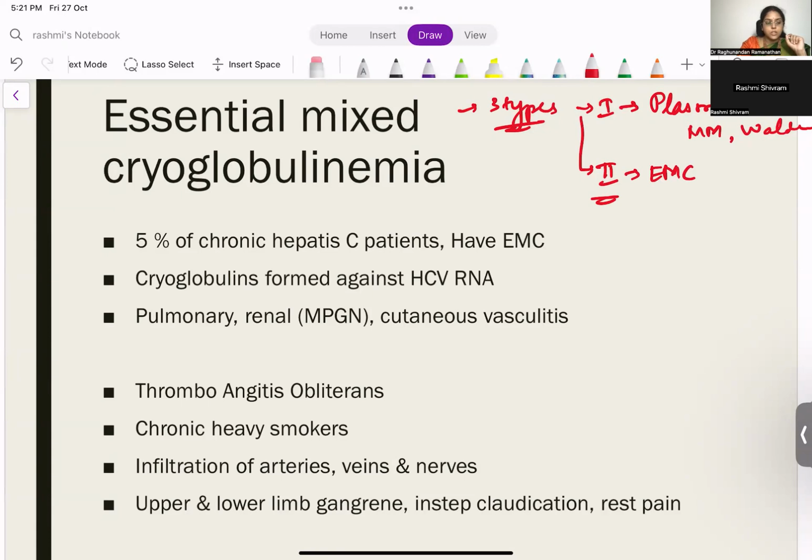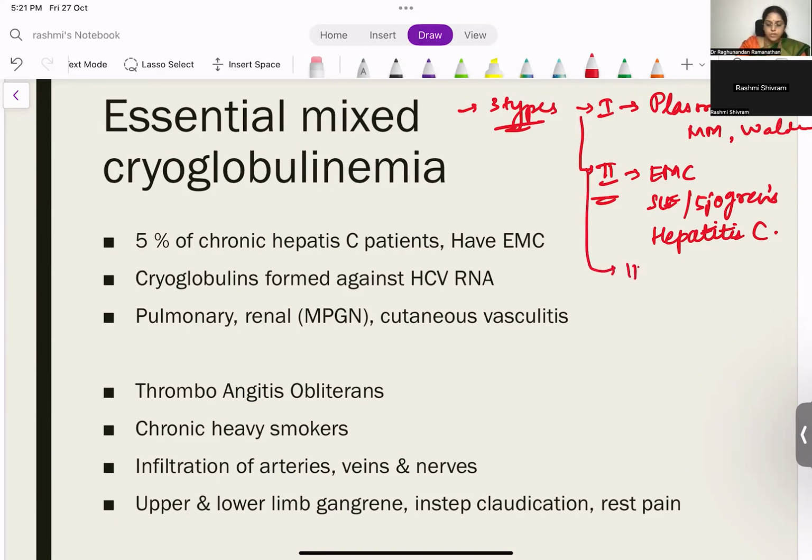Where do you see it? You see it associated with SLE or Sjogren's. Also in hepatitis C, right? Essential mixed cryoglobulinemia is seen in SLE or Sjogren's. It is also seen in hepatitis C infection. Type 1, plasma cell disorders. Type 2, essential mixed cryoglobulinemia. In that, you can see it in hepatitis C patients also.